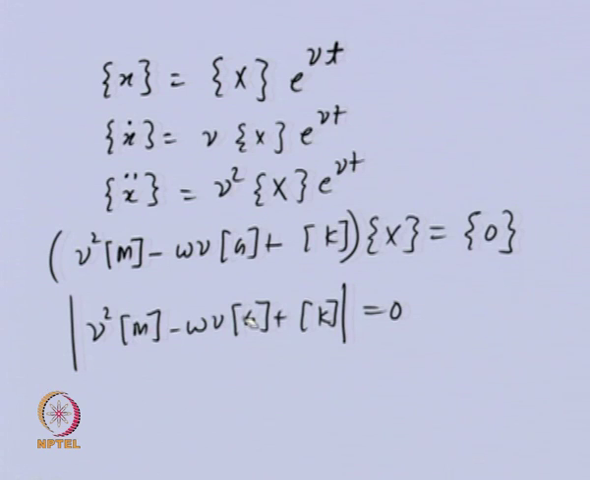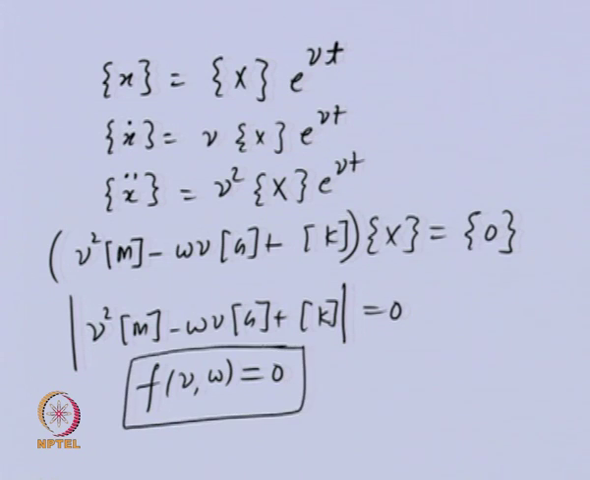In this particular case, we can see that this determinant is a function of nu and omega. We can write it like this. When omega, the spin speed of the rotor, is changing, the whirl frequency depends upon that. So for various values of spin speed, we need to obtain this whirl frequency, and this is nothing but the frequency equation.